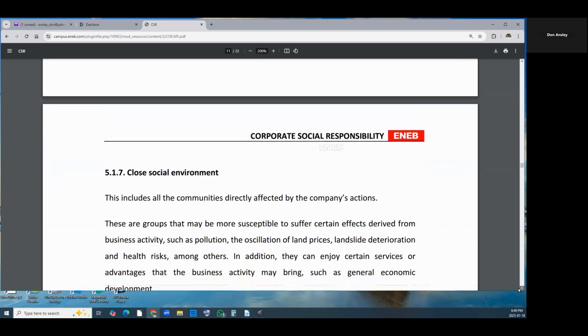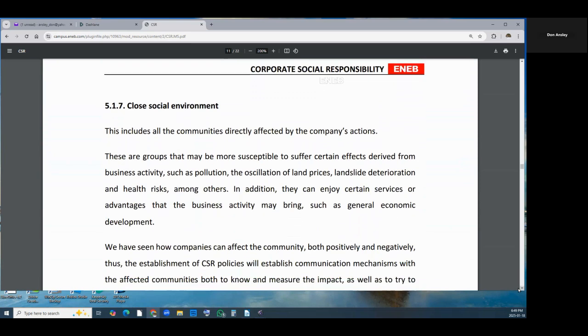Close social environment. This includes all the communities directly affected by the company's actions. These are groups that may be more susceptible to suffer certain effects derived from business activities, such as pollution, oscillation of land prices, landscape deterioration, and health risks, among others. In addition, they can enjoy certain services or advantages that the business activity may bring, such as general economic development.